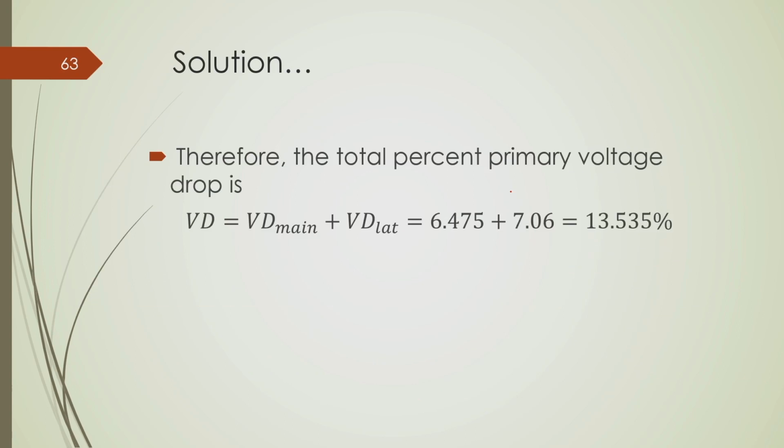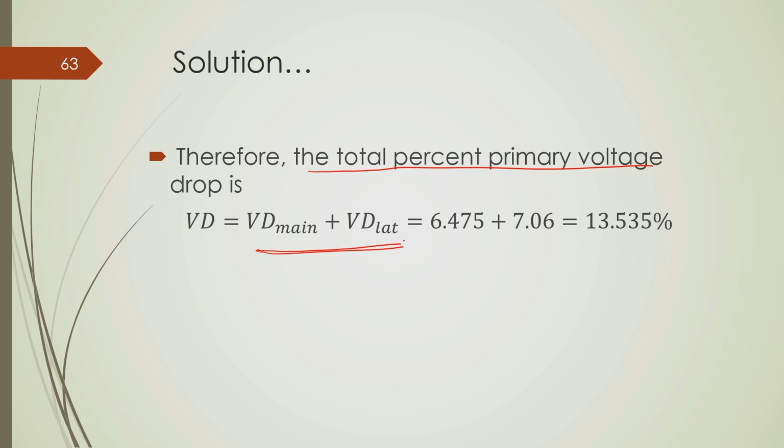So, the total voltage drop in the primary feeder, starting from the main feeder to the lateral, will be simply the arithmetic summation of these two, which is equal to 13.535%. So, this is the answer.